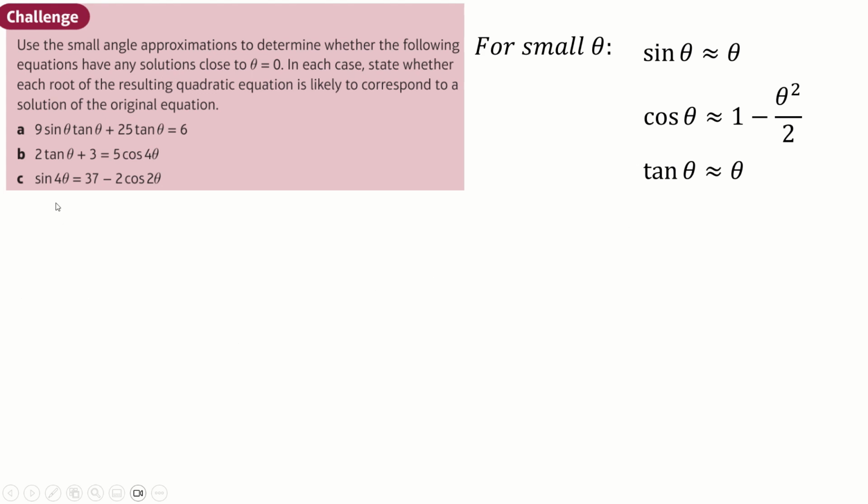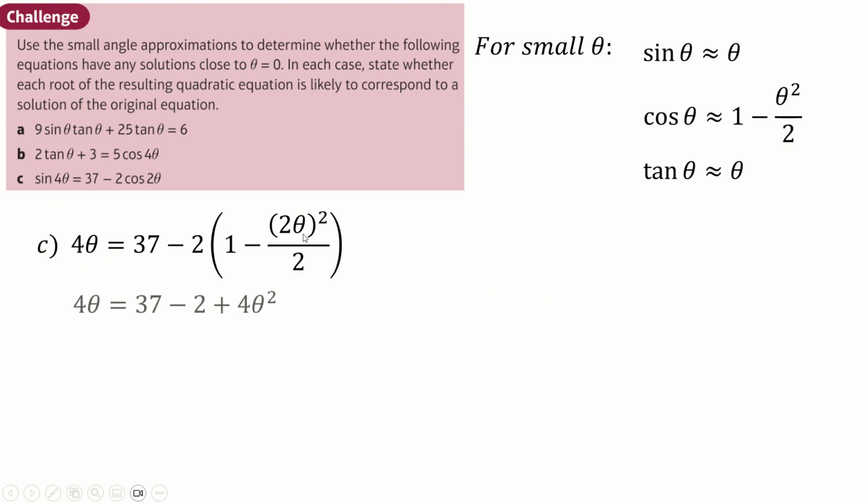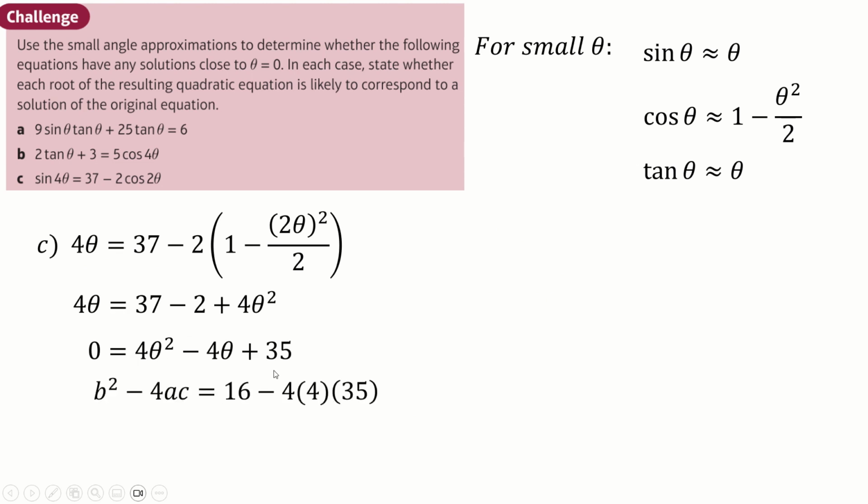And the last one, this just replaces with 4 theta. That replaces with minus 2 squared theta all squared over 2. Expand out and do some stuff and move over. And this doesn't actually have any solutions, I think, because b squared minus 4ac is less than 0. And so there are just no solutions to that one at all, I don't think.